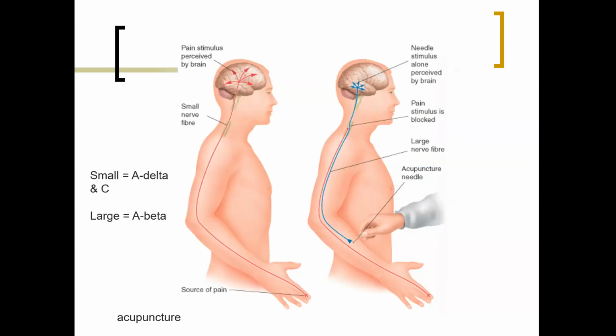Acupuncture is something that's used. It's not exactly clear how acupuncture works, but one way that's been proposed is that acupuncture needles can stimulate large nerve fibers and block the pain stimulus. So it's unclear at this point, but it's something that can be very effective for some people.